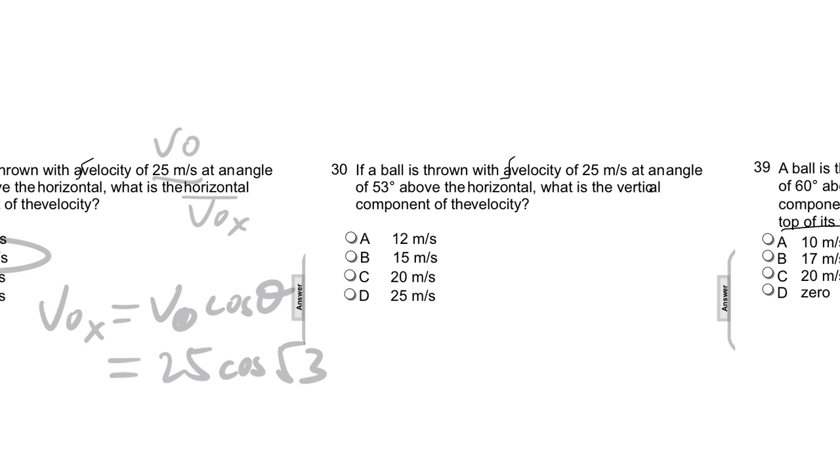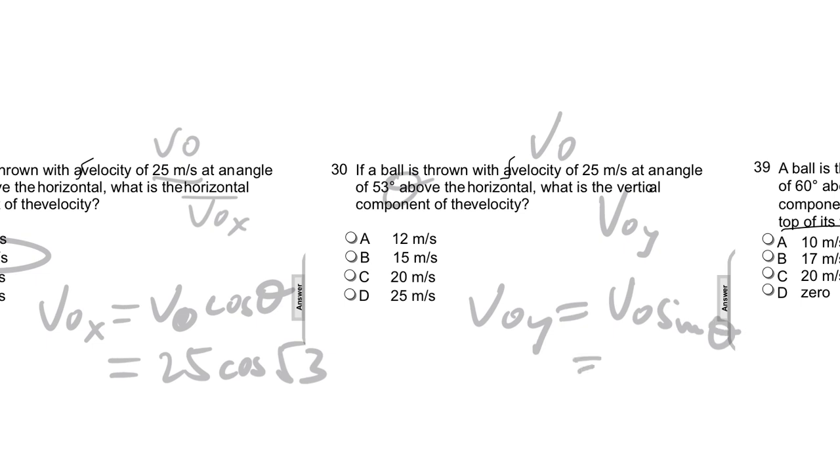Okay, so a ball is thrown with the velocity, and this is repetitive. Here's VO, here's an angle. What is the vertical component? VOY is the opposite side. So it's VO sine of theta, which would be 25 sine of 53. So 25 sine 53, I get 20.